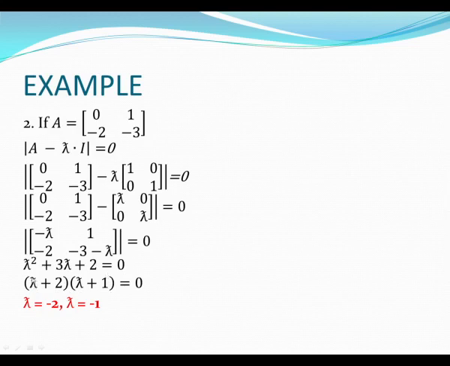The next thing to do is extract the roots, equate each factor to 0, and then transpose the 2, it becomes negative 2. Lambda plus 1 equal to 0, so lambda is equal to negative 1. So these are the eigenvalues or the roots of this quadratic equation.